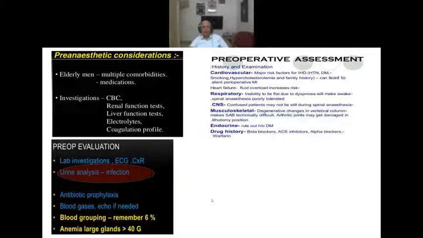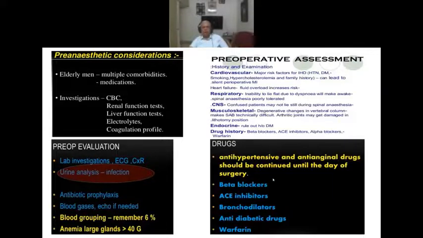And if the patient is on the following drugs: beta blockers, you have to continue. ACE inhibitors, you withhold. Bronchodilators, if the patient is a COPD, continue. Anti-diabetic medications, you continue. Stop warfarin. If he has atrial fibrillation and is on warfarin, you have to stop that and go for a parenteral anticoagulant.